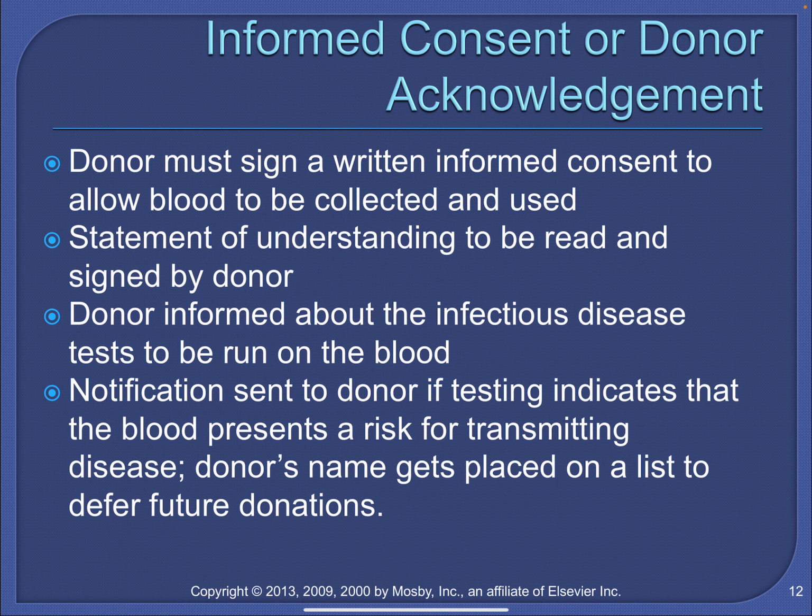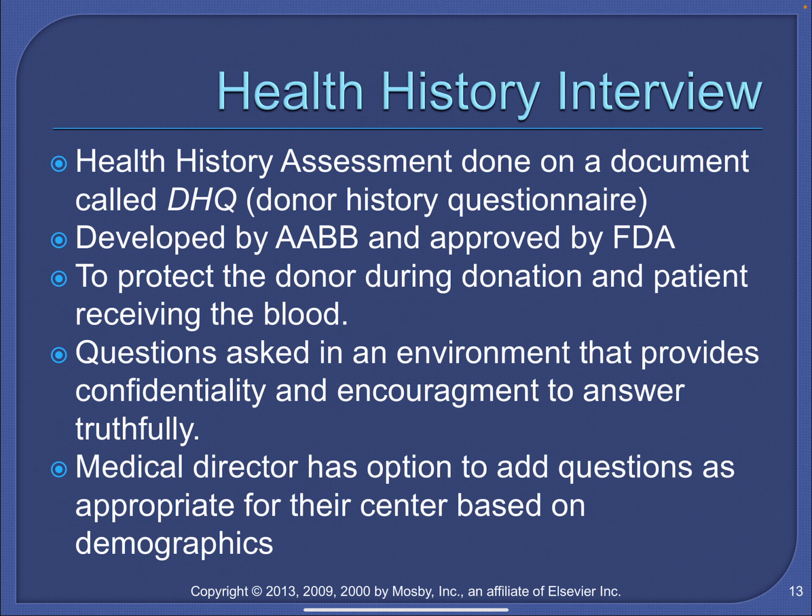Okay, and again, informed consent. We must get written informed consent to allow the blood to be collected and to be used. In that informed consent, there has to be an understanding of the procedure and the risk factors that needs to be read and signed by the donor. At this point, the donor is also informed about the infectious disease tests that are going to be run on the blood, and notifications are sent to the donor if testing indicates that the blood presents a risk for transmitting disease. So the donor's name gets placed into a list to defer for future donations.